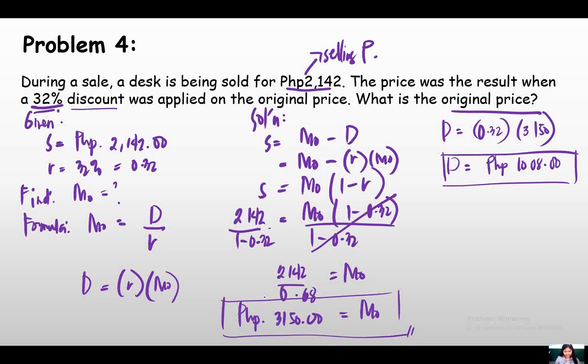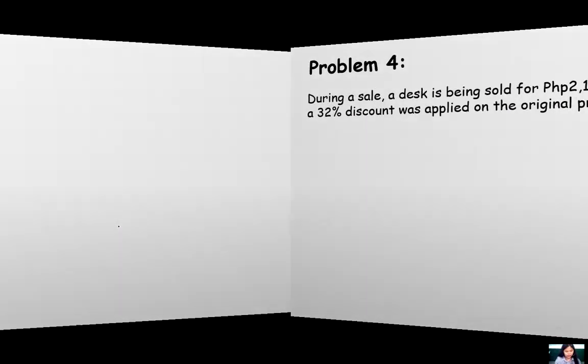Class, check natin yung klase. So, we have the cost price, which is yung 3,150 minus yung discount, which is 1,008 pesos. So, the selling price now is 2,142. So, babalik tayo dito. Okay? So, good thing din na kinuha natin yung discount for checking. Okay, next.